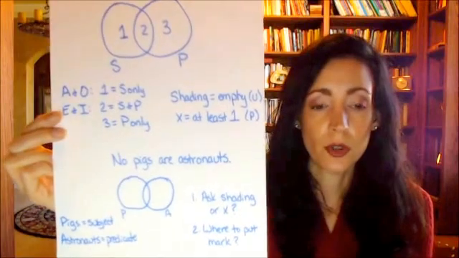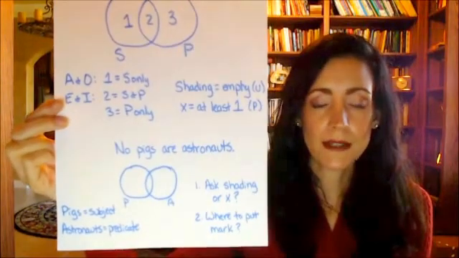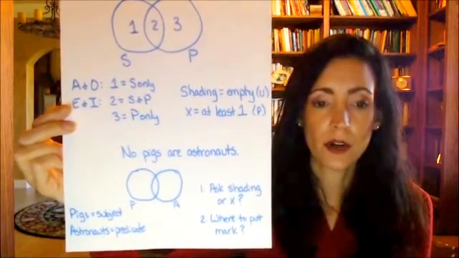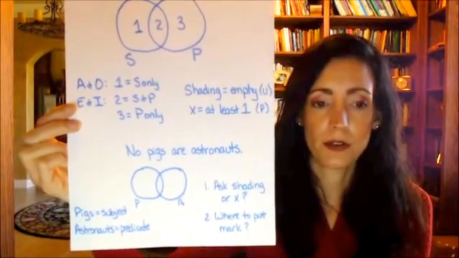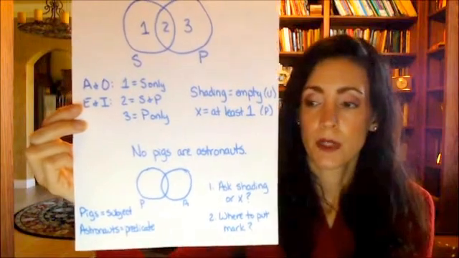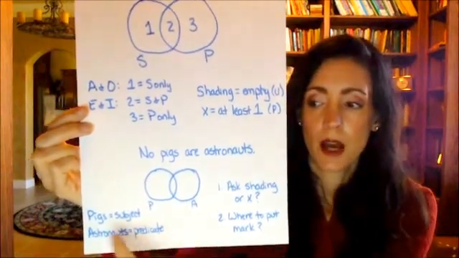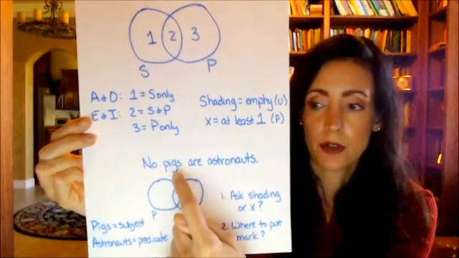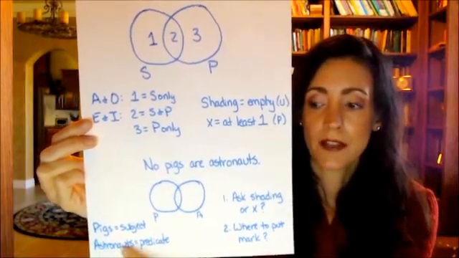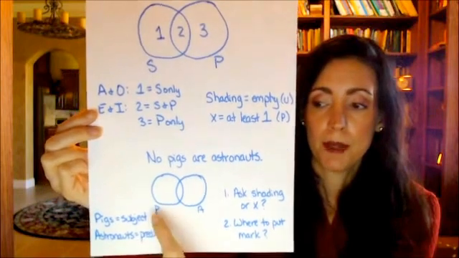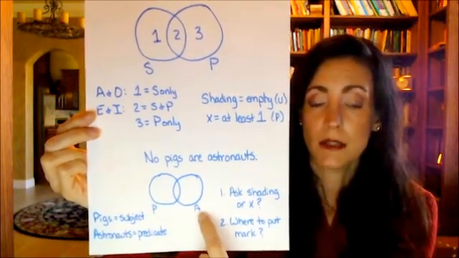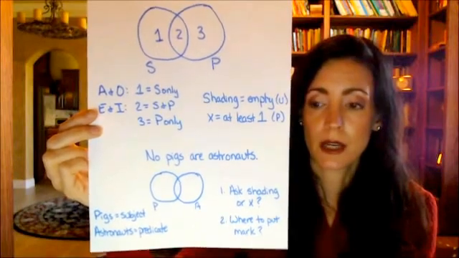So let's do an example. Let's say that I give you this proposition that says no pigs are astronauts. No pigs are astronauts. Here's my Venn diagram. Pigs is the subject, because it comes first, and there's the copula. So the astronauts would be the predicate. I put P for pigs, that's the first circle because it's the subject. A is the astronauts, it's the predicate, so it comes second.